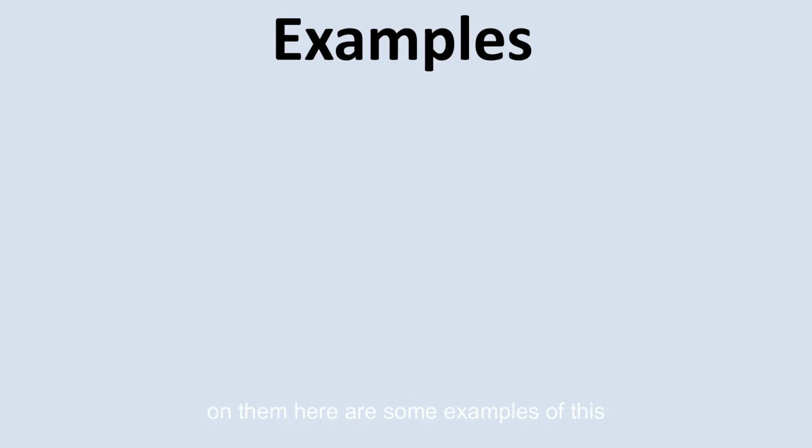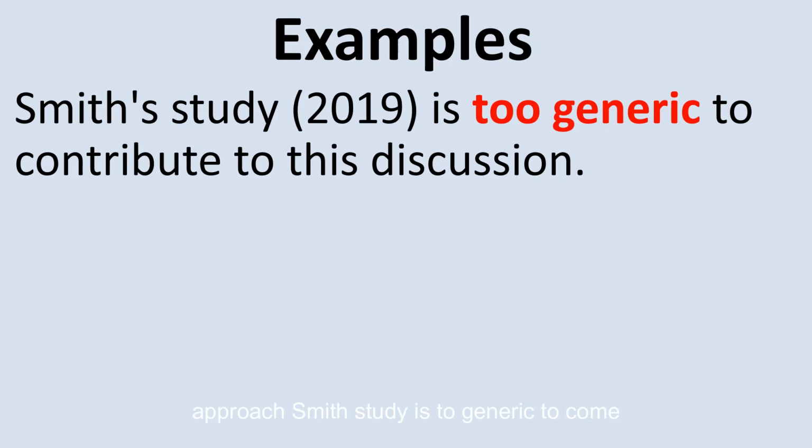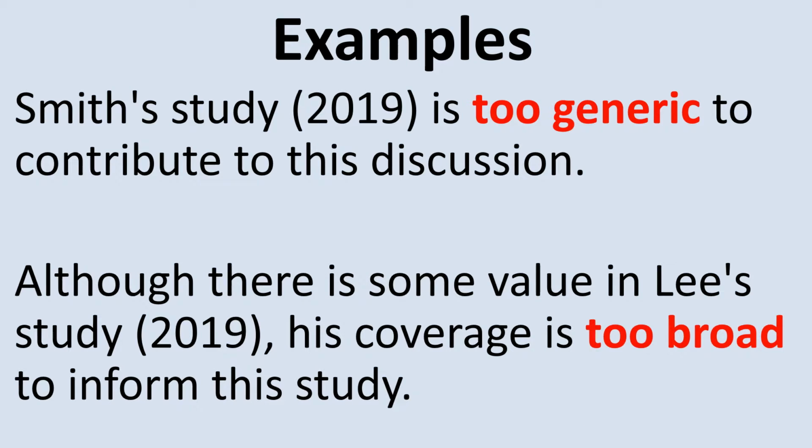Here are some examples of this approach. Smith's study is too generic to contribute to this discussion. His study is too generic, too wide, too extensive, too vast to contribute to our focused investigation. Although there is some value in Smith's study, his coverage is too broad to inform this study. Here we acknowledge that there is some value in Smith's study. There is always something we can take. There is always something we can use. Some small parts may be useful, but as a whole, it is not beneficial to our focused assignment.